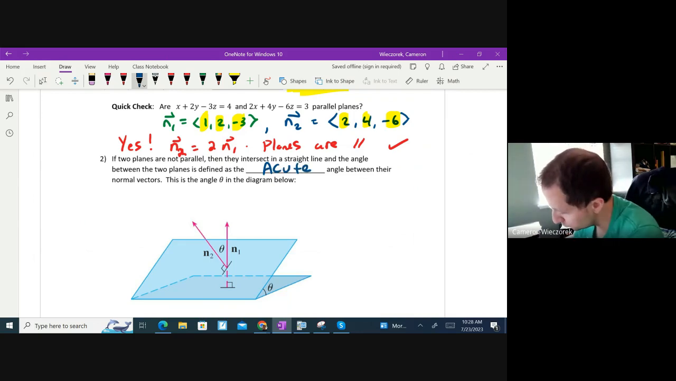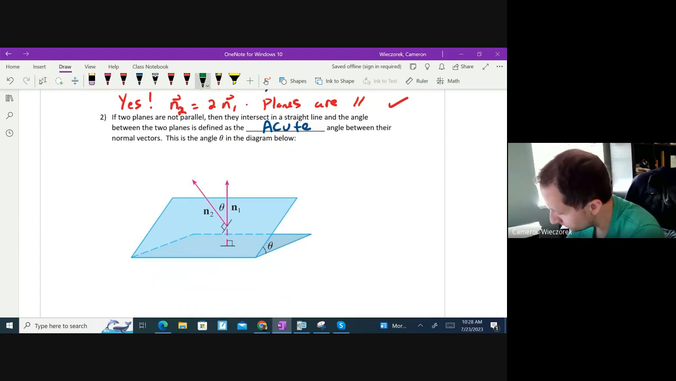So if you look at the visual below, this angle theta, one of the planes has a normal vector n1, the other plane has a normal vector n2. This angle created here, this acute angle theta, that is the angle between the planes. And you'll notice it's alternate interior with this little angle down here, which is the same measure. So whether you look at it at the top or at the bottom, it's the same angle.